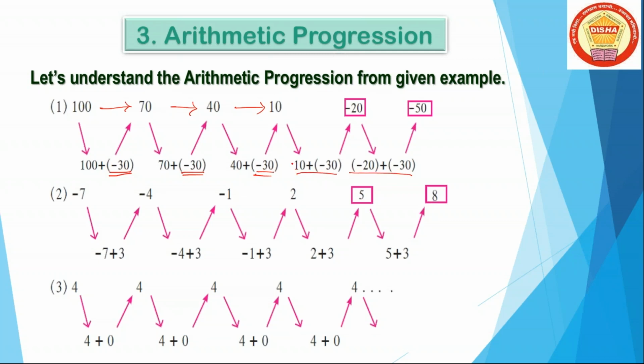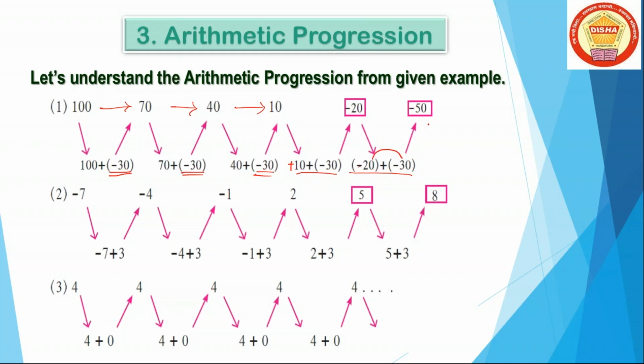But in this addition, the 10 has a positive sign and 30 has a negative sign. Addition is there, but if signs are different, then we do subtraction. Here we subtract 10 from 30, which is equal to 20, and we give the sign of the bigger number. But see the next one, negative 20 plus negative 30, both have the same sign. So here we add 20 plus 30, which is equal to 50, and give the sign of the bigger number. The next term is negative 50.